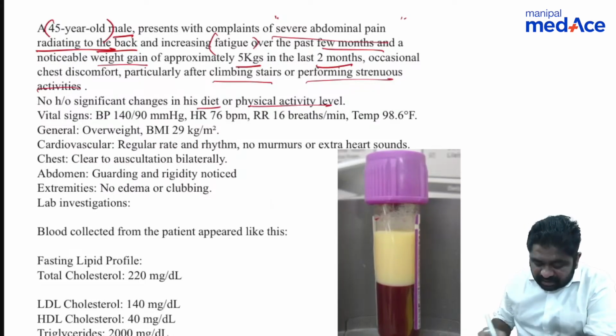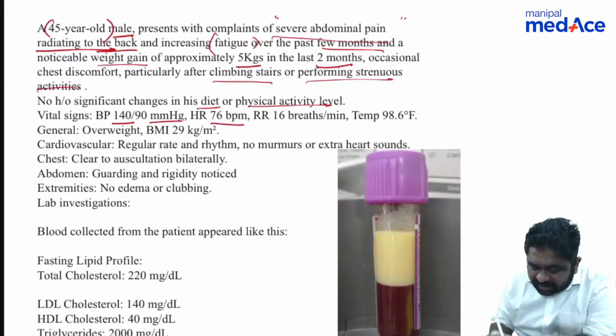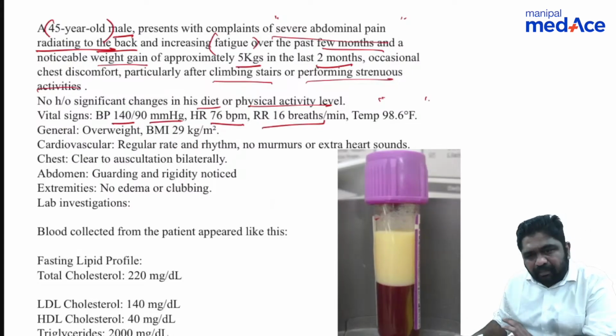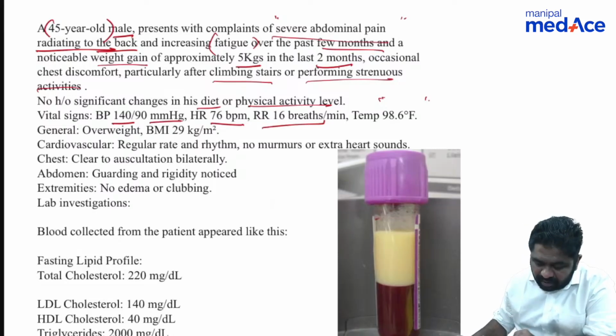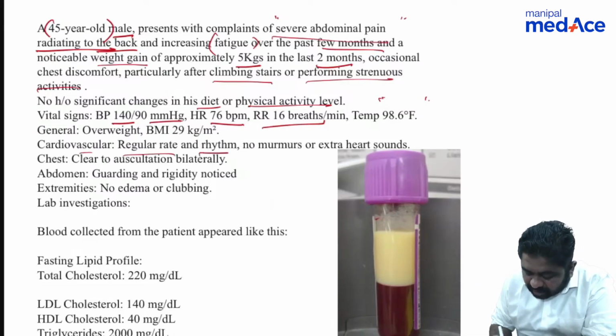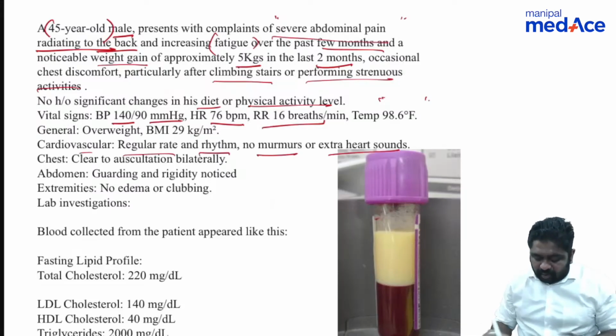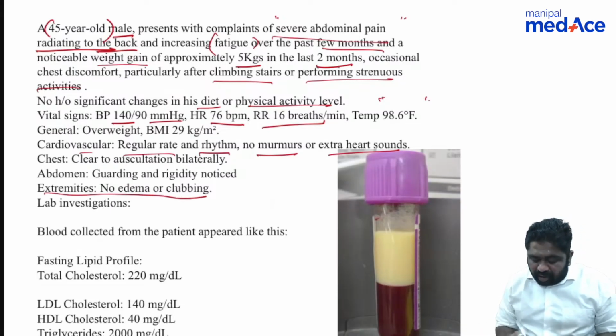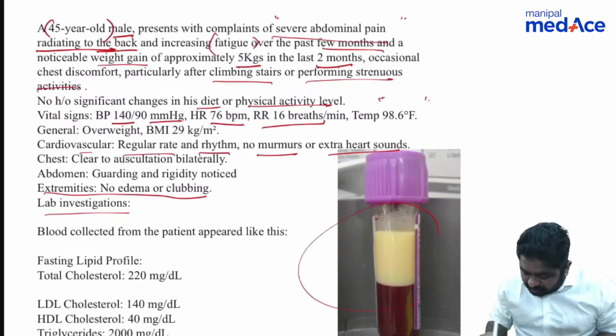The vital signs are showing you BP of 140 by 90 millimeters of mercury and heart rate is 76 beats per minute. Respiratory rate is 16 per minute. Temperature is 98.6 degrees Fahrenheit. So it is not very high grade fever, but you may be expecting some amount of fever. Here, you'll be able to notice the cardiovascular system showing regular rate, rhythm, no murmurs, extra heart sounds. Coming down towards the extremities, no edema or clubbing.